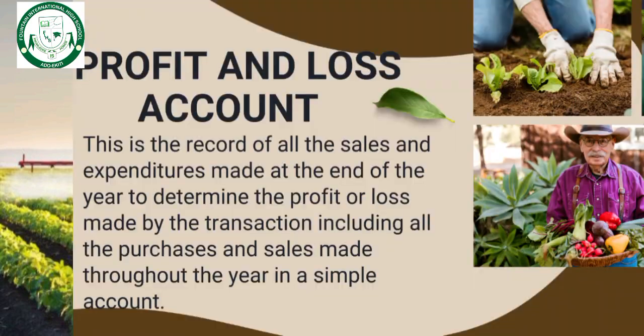Then we have the profit and loss account. This is the record of all the sales and expenditure made at the end of the year to determine the profit or loss made by the transaction, including all the purchases and sales made throughout the year in a simple account. And the meaning of this is that it is a record of all the sales and expenditure. What is the meaning of sales and expenditure? Sales refers to what the farmer sold out.